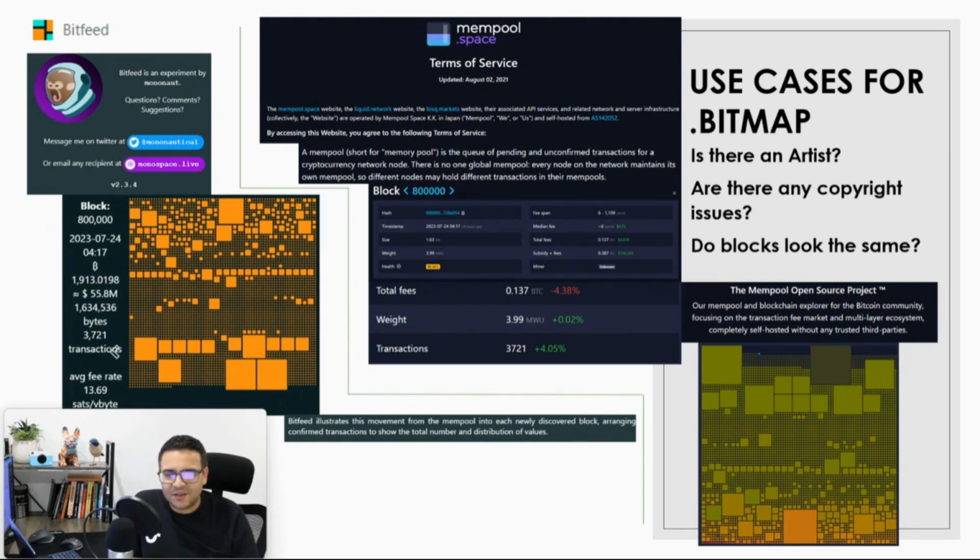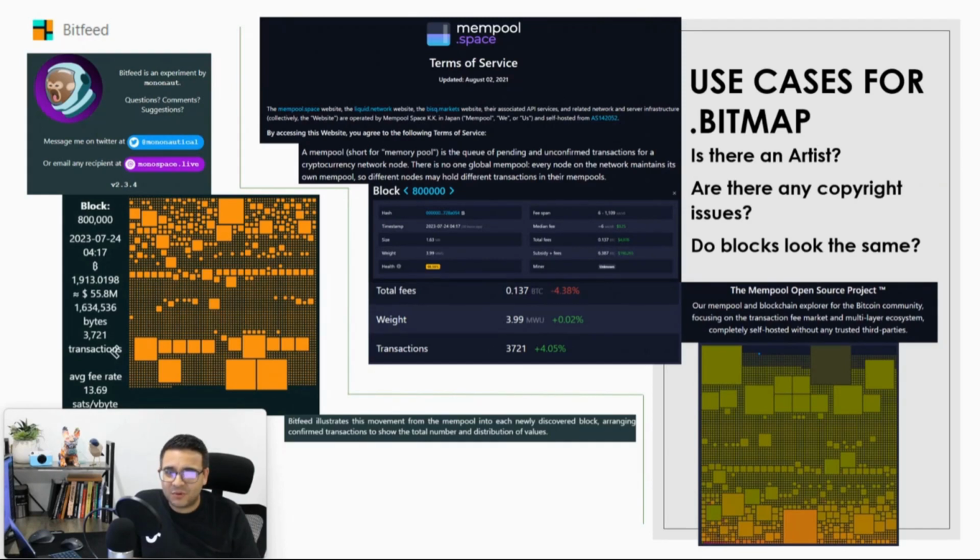And the other question, which I think is extremely useful to understand, is that, well, if there is an artist to these blocks or these block representations, could there potentially be some copyright issues? Because as far as we're concerned, we've inscribed the bitmap number, which is against the block number, and that's our claim to ownership.